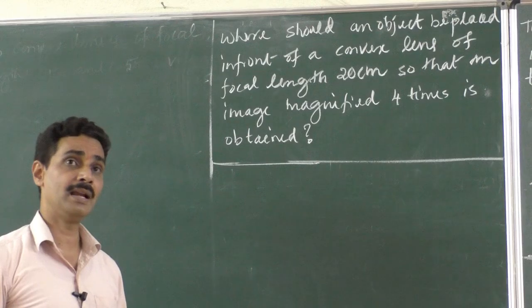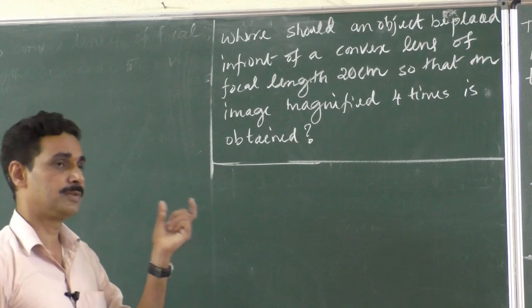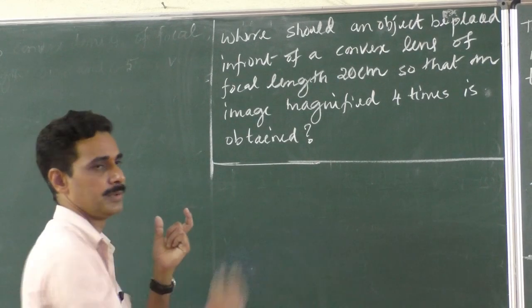When will the real enlarged image be formed? When the object is between f and 2f, the image is formed beyond 2f.